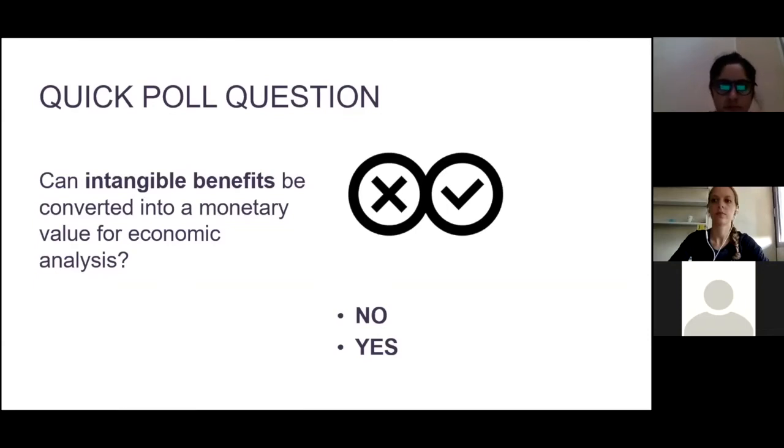We've got 3 responses so far. Go ahead and place your vote. Can intangible benefits be converted to monetary value? But they're coming in. The majority are saying yes.